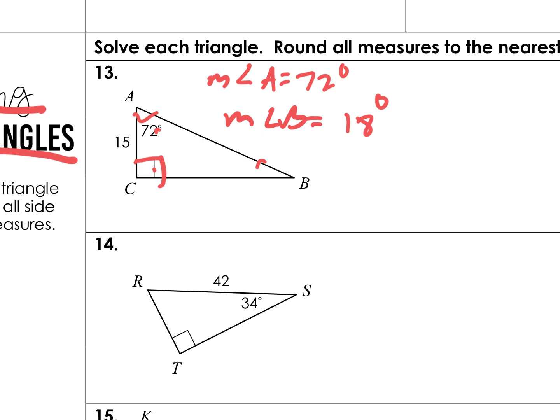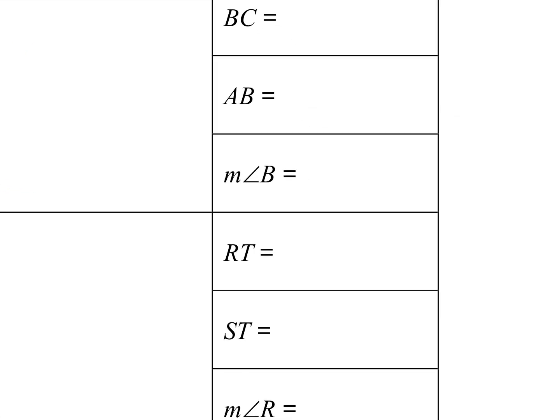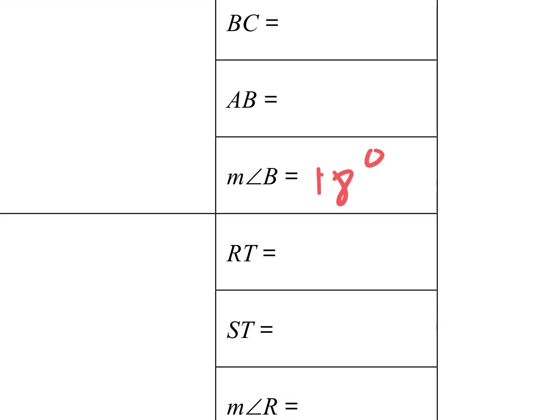But the easier thing is to say, don't worry about this 90. That means these two have to add up to 90. These two, Caleb, must add up to 90. So he gave me 72. So Nathaniel did the math and said it's 18 degrees. So let's go over here and label it. Measure of angle B was 18 degrees.